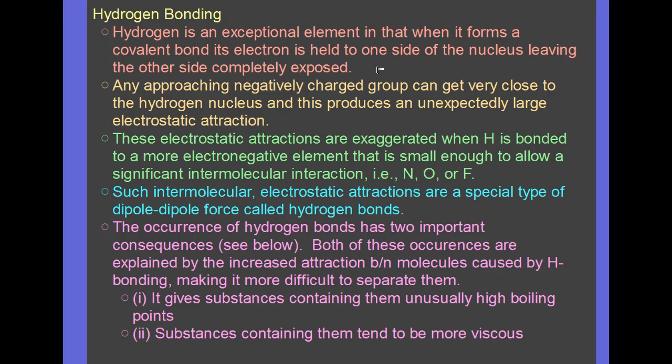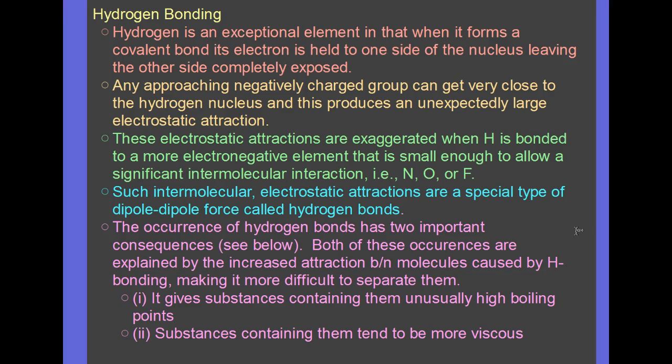Any approaching negatively charged group can get very close to the hydrogen nucleus, and this produces an unexpectedly large electrostatic attraction. These electrostatic attractions are exaggerated when hydrogen is bonded to a more electronegative element that is small enough to allow a significant intermolecular attraction. For example, nitrogen, oxygen, fluorine, NOF.